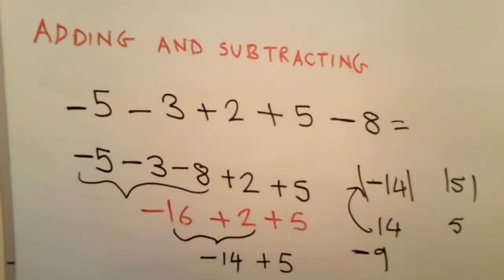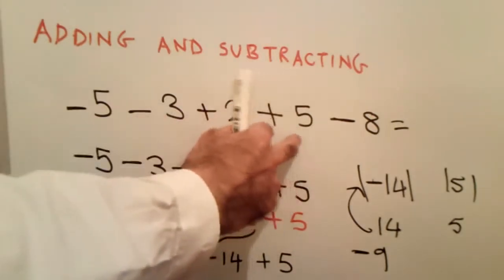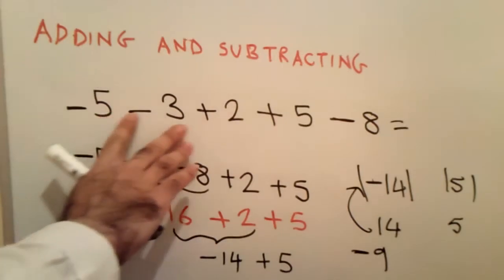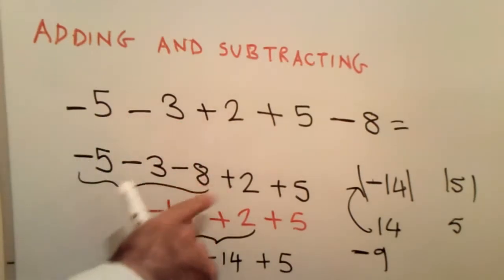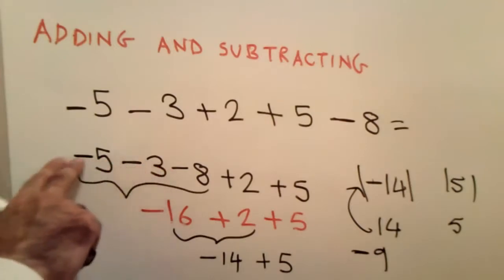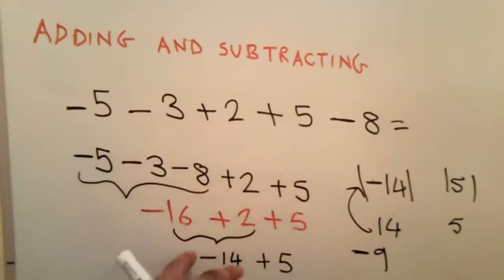And that's it. It's a good idea to rearrange these terms and get the negatives on one side, and then just follow the basic rules. If the signs are the same, you add them up. If they're different, you just take away.